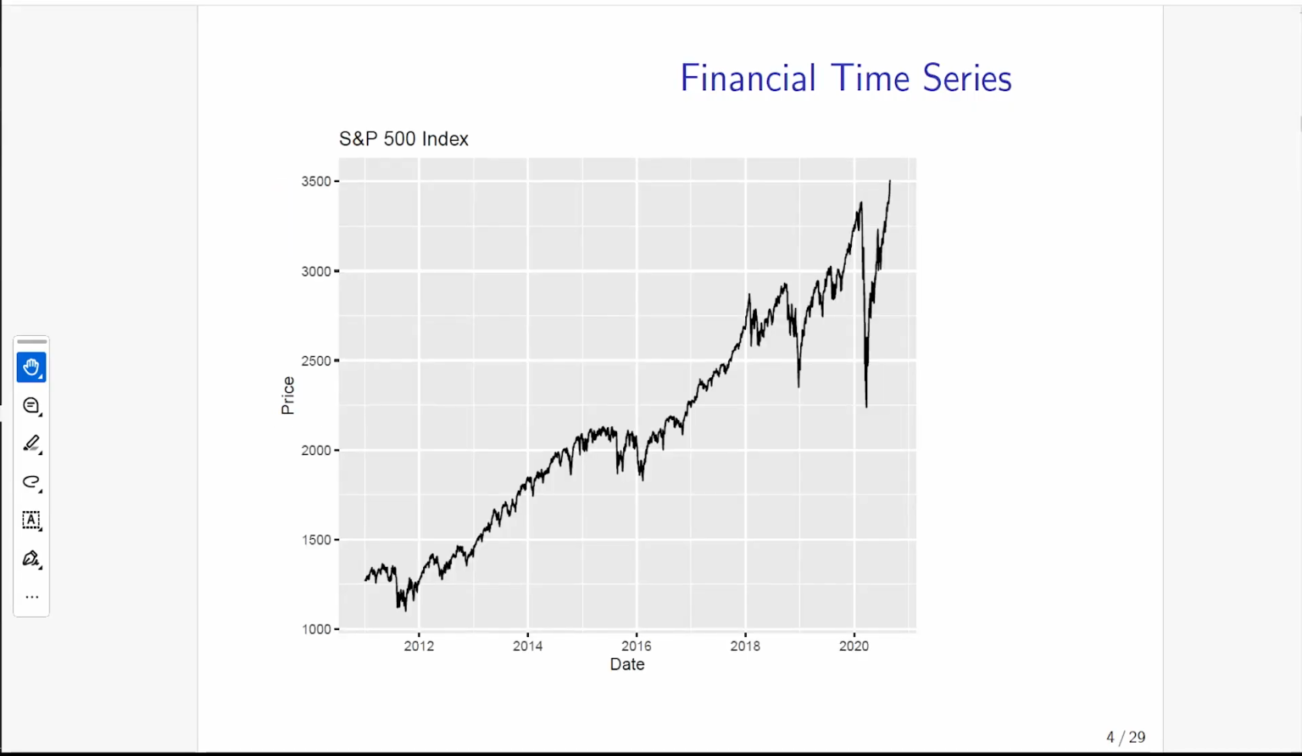Now, let's take a look at some financial time series. Let's begin with just looking at the S&P 500 index. This is the value of the 500 major stocks in the US equity market. And this is from, I think, 2011 to 2020 plus. And you can see how this, over that period of time, trended up with some dramatic drops due to COVID.